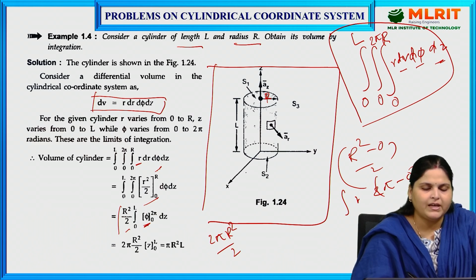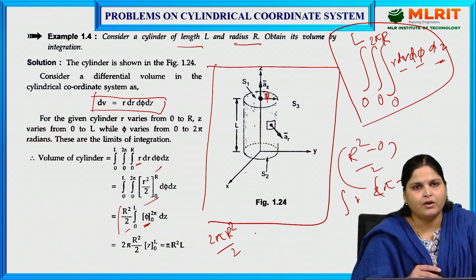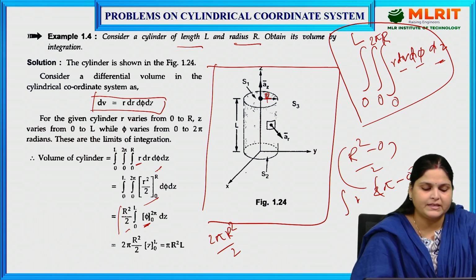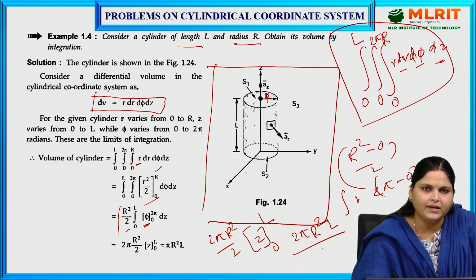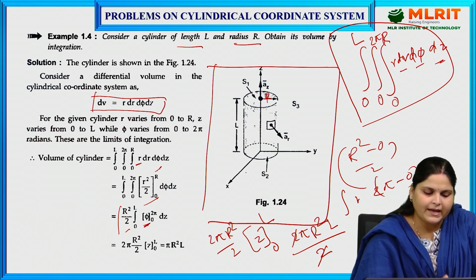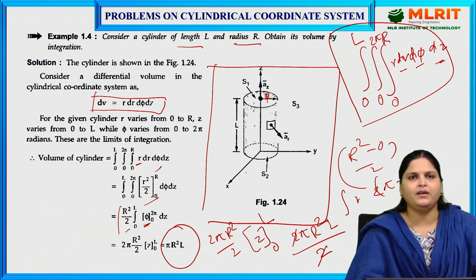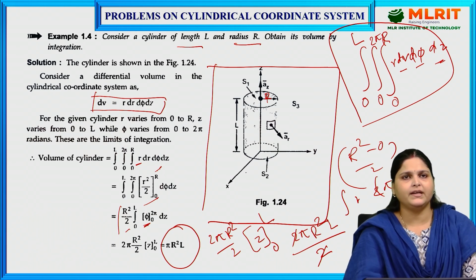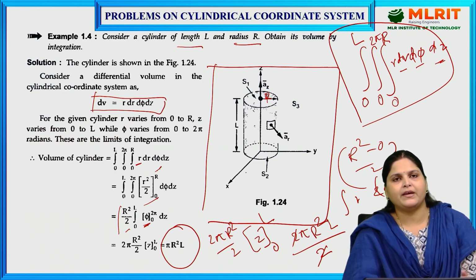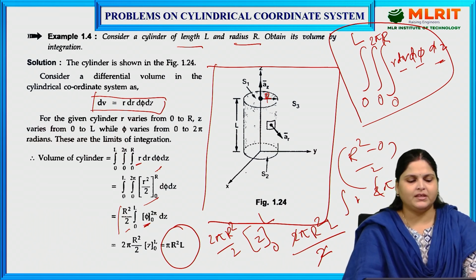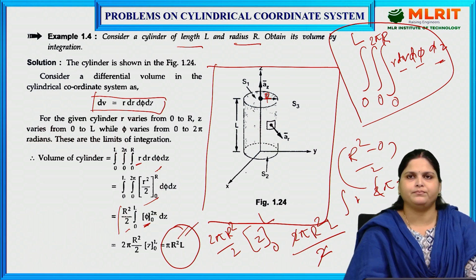Now again we have to integrate 1 with respect to dz, and again we will get z and its limit will be from 0 to L. So again we will get 2 pi R square L by 2. So 2 and 2 will get cancelled and the answer is pi R square L, right? So here in this question we understood how to use this volume formula and we can find it by using integration after putting the limits, and we will get the answer, right?